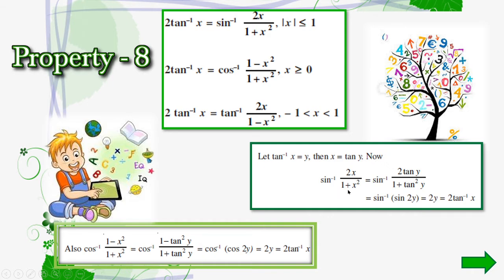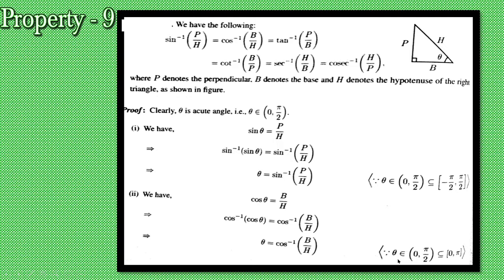Now let's take the right hand side of the first result, and this will be equal to sine inverse of 2 tan y upon 1 plus tan square y. Put the value of x, which is tan y, and if you remember, this is the formula of sine 2 theta. It means sine 2y. Sine inverse and sine will be cancelled, and the answer is 2y, and put the value of y back, which is 2 tan inverse x. Same way we can prove the remaining 2 results.